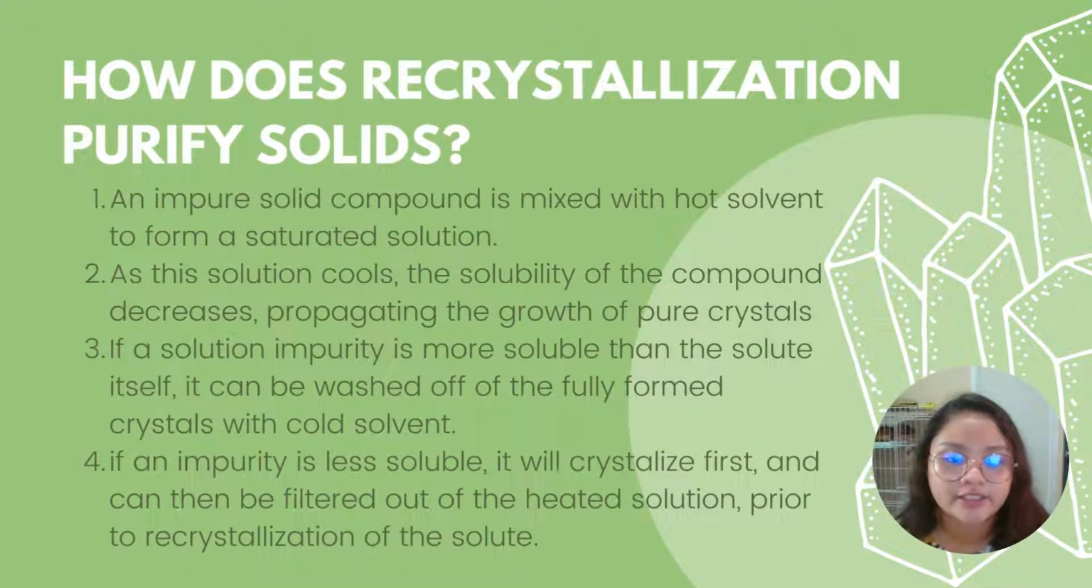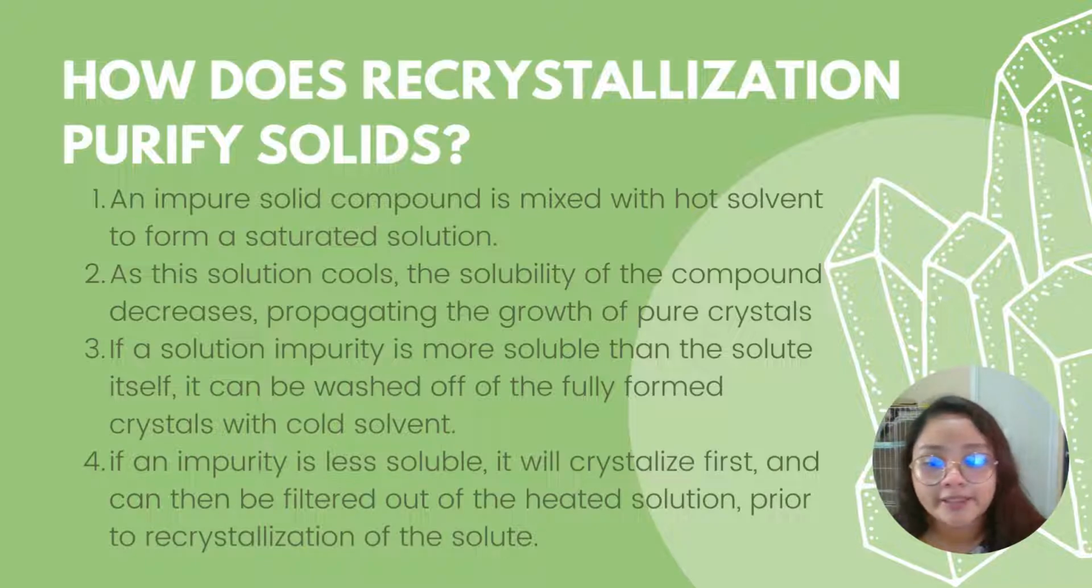So how does recrystallization purify solids? An impure solid compound is mixed with a hot solvent to form a saturated solution. As the solution cools, the solubility of the compound decreases, propagating the growth of pure crystals. If a solution impurity is more soluble than the solute itself, it can be washed off the fully formed crystals with cold solvents. If an impurity is less soluble, it will crystallize first and can then be filtered out of the heated solution prior to the recrystallization of the solute.